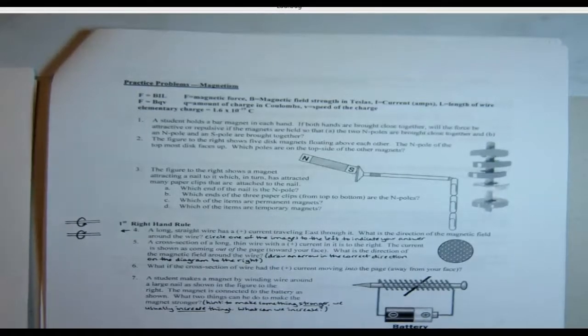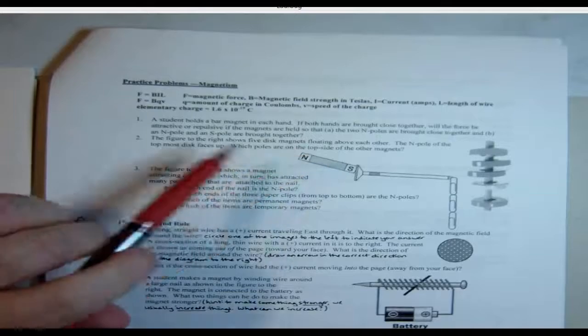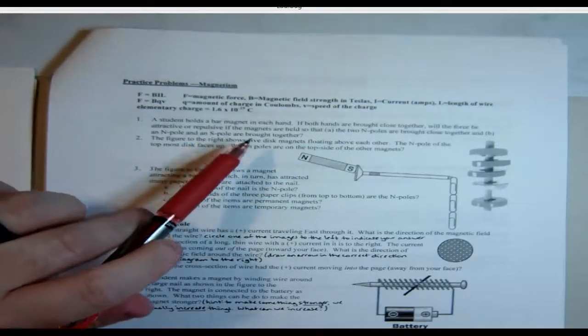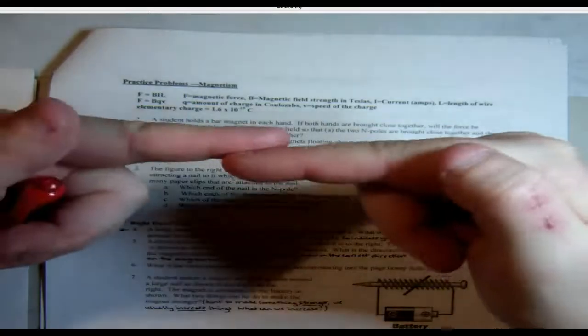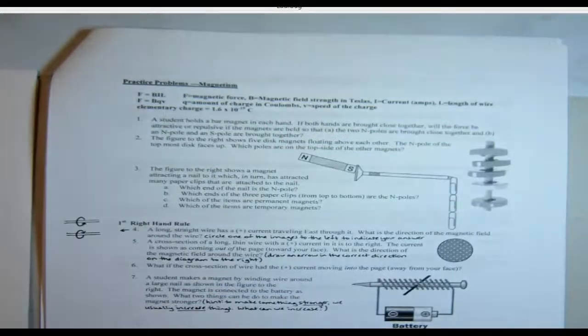It means push away. And then B says if there are a north and a south pole. Opposites attract, so that would be attractive. So north-north pushes away. North-south comes together. Right? Number 2. The figure to the right shows the magnets.